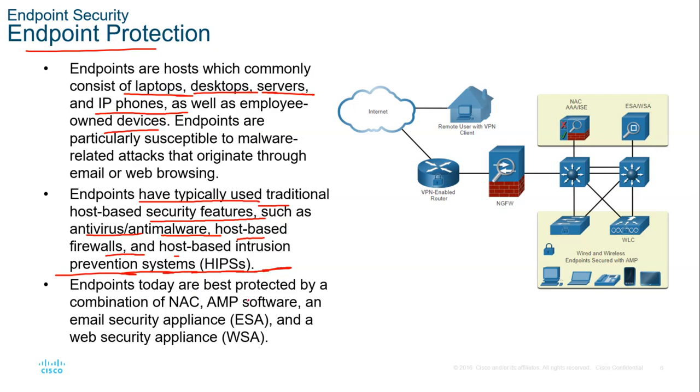Endpoints today are best protected by a combination of network access control, advanced malware protection software, email security appliances, and web security appliances. These are the devices that are part of the network specifically to provide protection on the network.